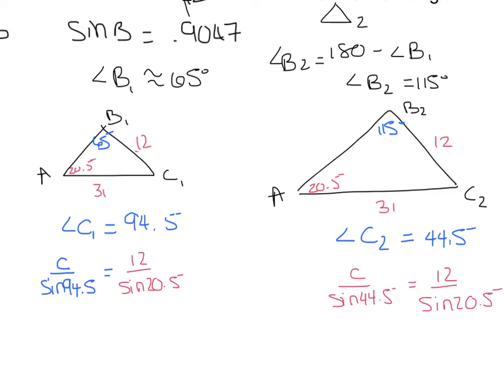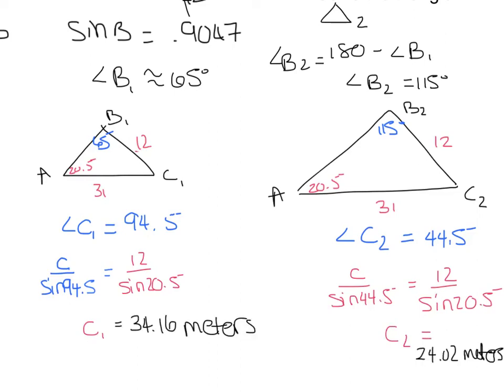Put this into your calculator. C1, C2 equals. All right, so this is what we get. We put that into our calculator, 12 sine 94.5 divided by sine 20.5. Remember, I gave it to you in meters, so 34.16 meters. And here we're putting into our calculator 12 times sine 44.5 divided by sine 20.5, and we get 24.02 meters.